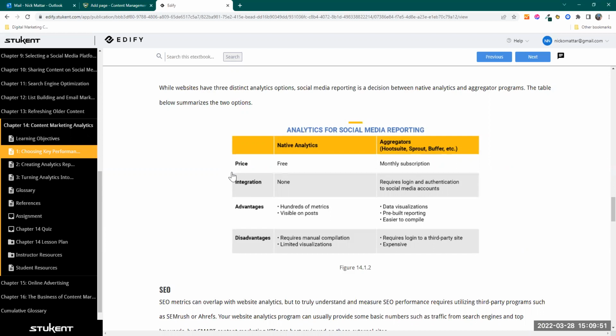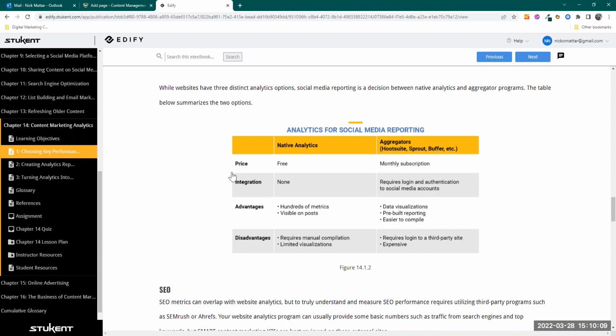I used to be all about the aggregators, thinking, yes, they definitely should be what you use. You should never post natively. But recently I have come to change my tune on that. And it really depends on what you are trying to do.